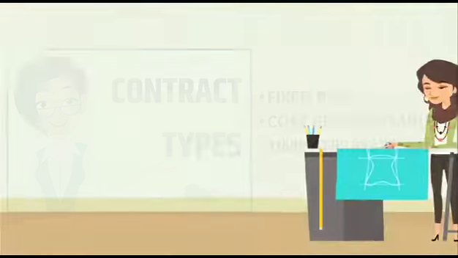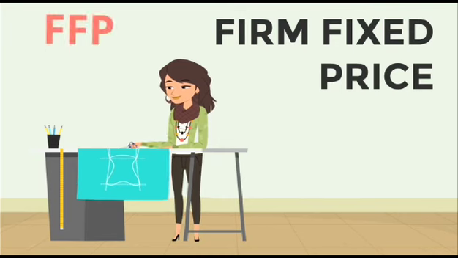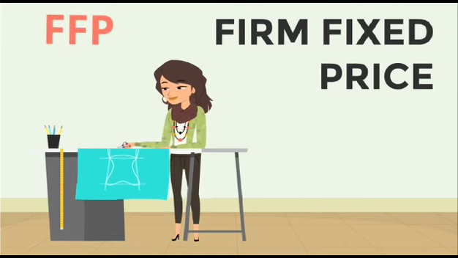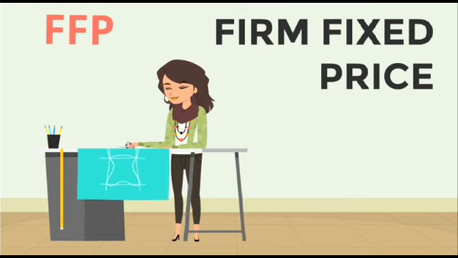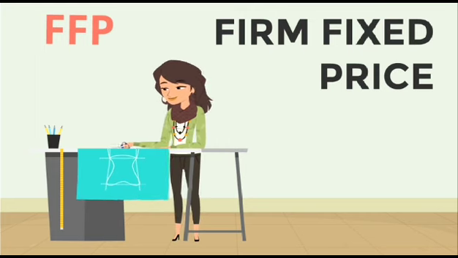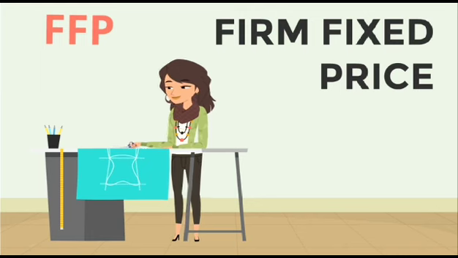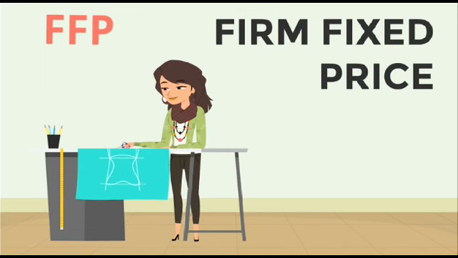Under fixed price, the first contract type there is FFP, firm fixed price. The firm fixed price contract is the most commonly used contract type. The buyer loves it because once the price is fixed, they know that there will be no change to the price, no surprise.